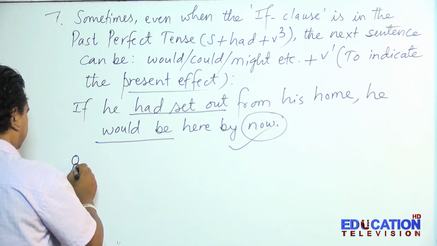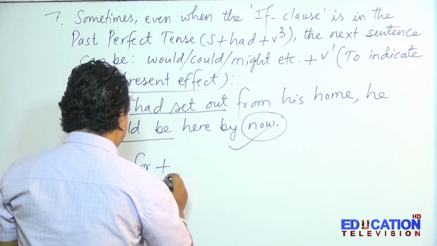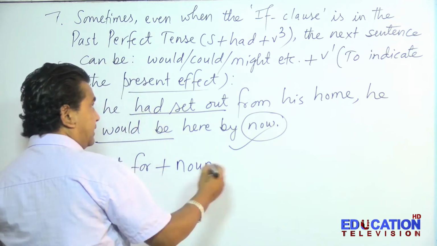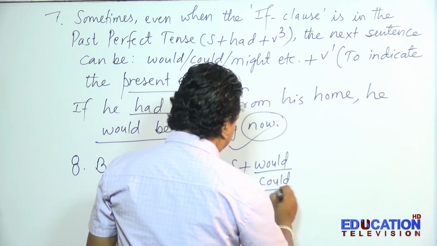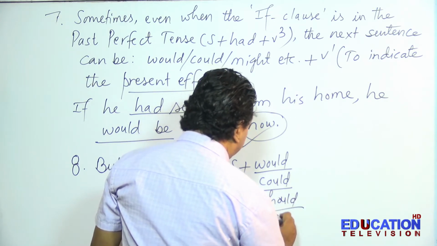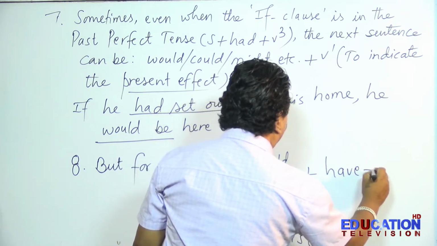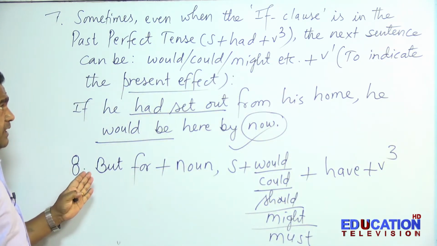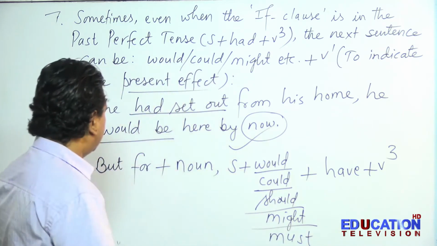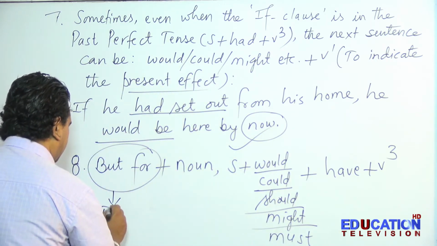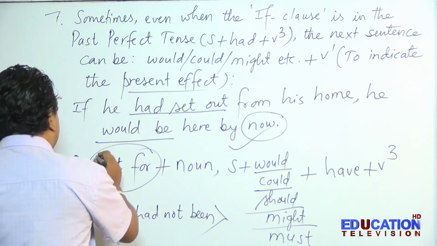Now, number 8. But for plus noun, comma, the next sentence should be subject plus would, could, should, might, must, plus have plus B3. When there is but for, it means if it had not been. But for the rain means if it had not rained. But for means if it had not been. So this but for is negative.